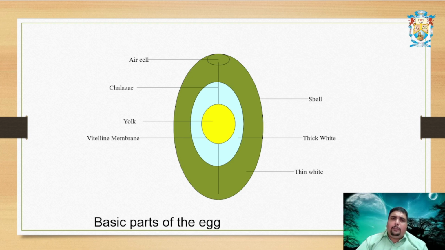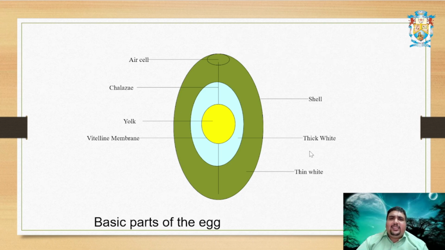Here I've illustrated the parts of an egg with a basic diagram. The yellow part is the yolk. Then you can see a thin line which goes through the yolk and connects to the ends of the egg, which is called the chalazae. Then you have the vitelline membrane which encircles the exterior of the yolk. Then you have the thick white, which is immediately next to the yolk and is thicker in consistency. And then you have the thin white, which is a little thinner in consistency, the outer liquid.